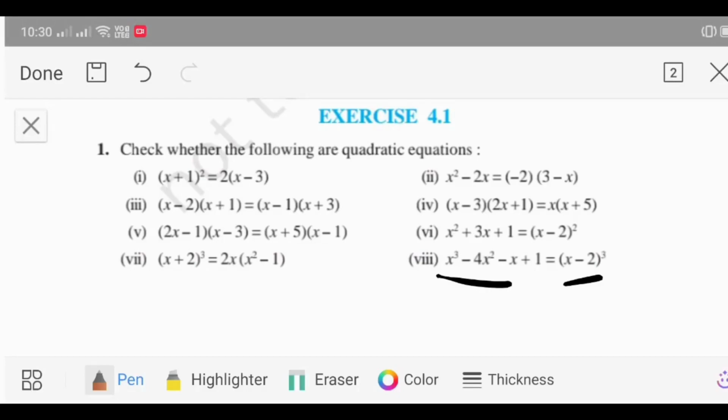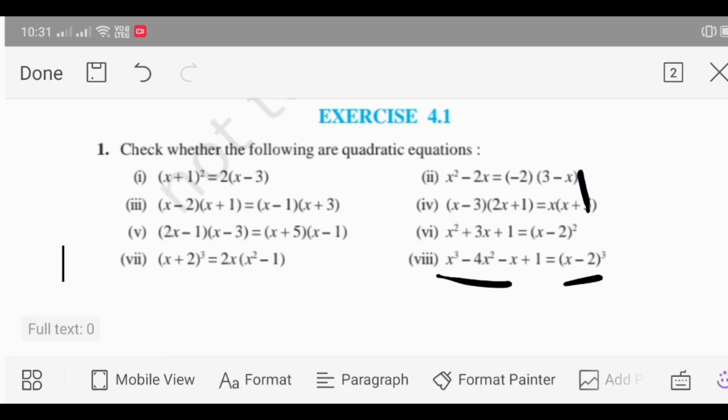Hi all, now we are going to see CBSE Class 10 Mathematics, Quadratic Equation, Chapter number 4, Exercise 4.1, Question number 8. We have to prove whether the given equation is a quadratic equation or not.